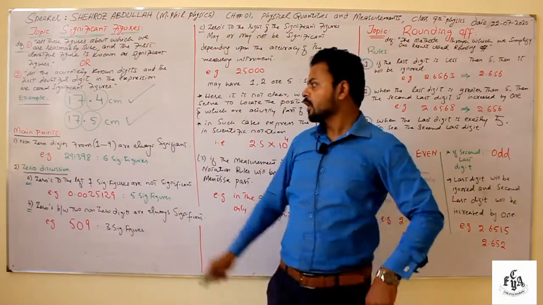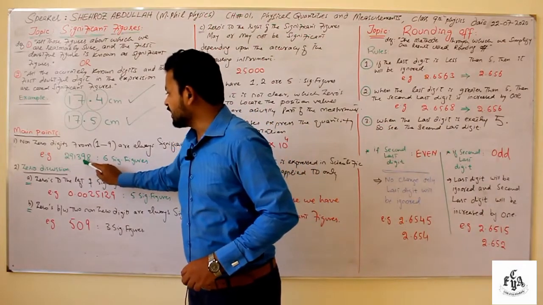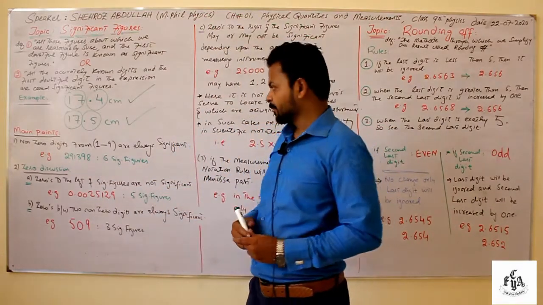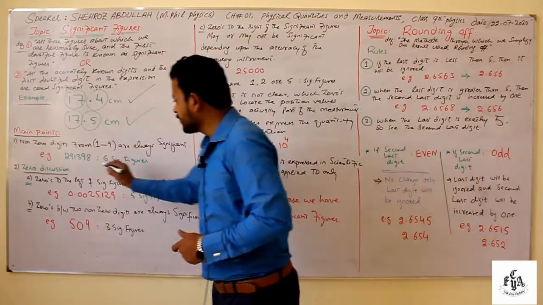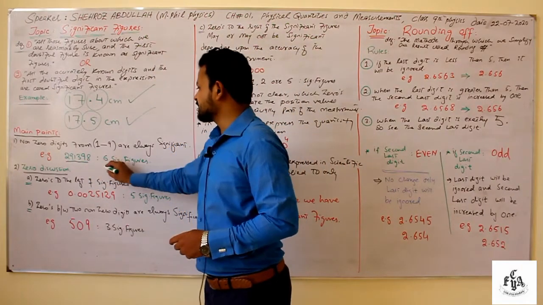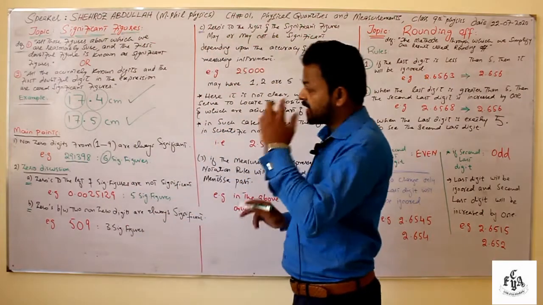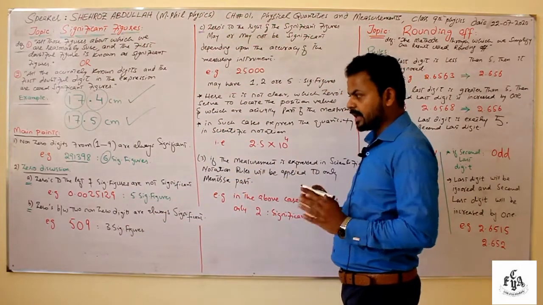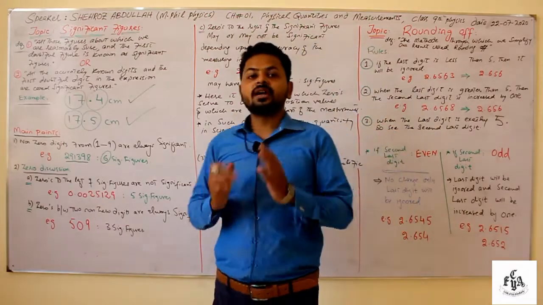Look, 2, 9, 1, 3, 9, 8. If we have a reading like this, how many significant figures does it have? 1, 2, 3, 4, 5, 6. We have 6 significant figures over here. Okay, now what about zero?